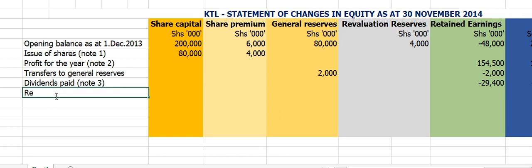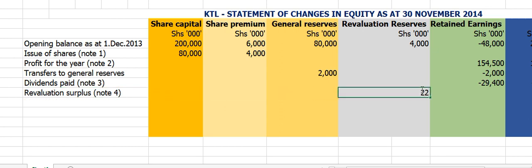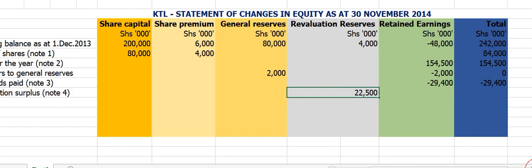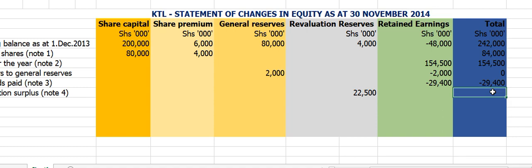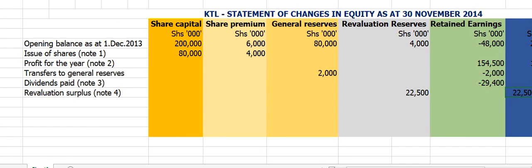So we have revaluation surplus. That was note 4, revaluation surplus. How much is our revaluation surplus? That is 22,500. That's what we have come up with as a result of revaluation. So when assets are revalued, the revaluation reserves increase. Then don't forget that the debit entry will be made in your property, plant and equipment. You will increase the value of land and buildings by 22,500,000.